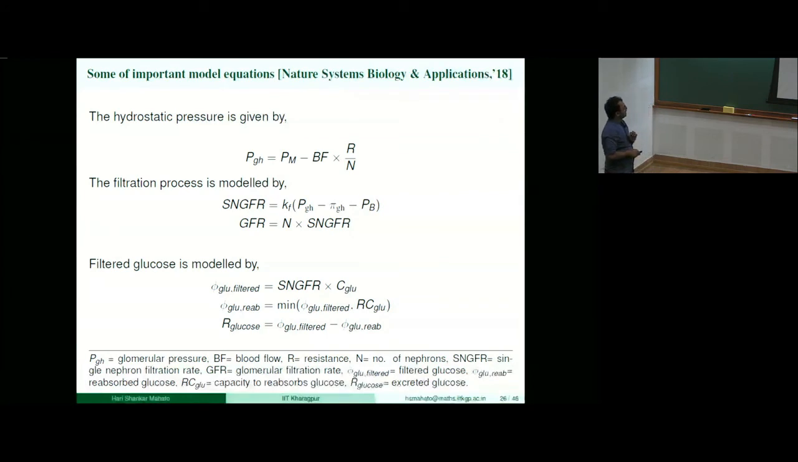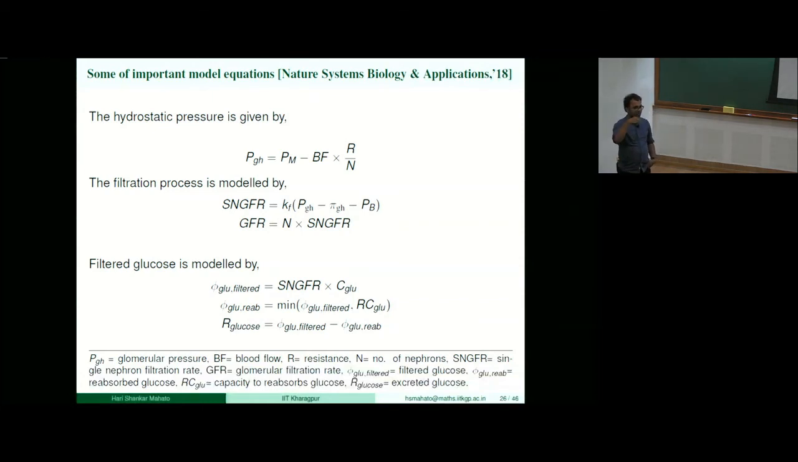And after the filtration, we also have a channel in our kidney where we reabsorb glucose. So this parameter will give you how much glucose we are reabsorbing, and therefore this parameter will give you how much glucose we are excreting. So our kidney reabsorbs some glucose, but there is a cap after which it cannot reabsorb anymore, and therefore whatever is left will get excreted.